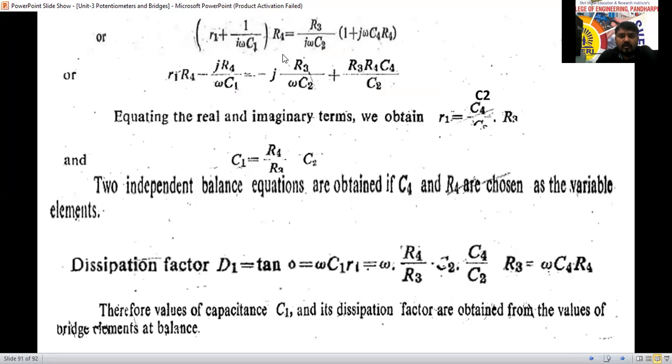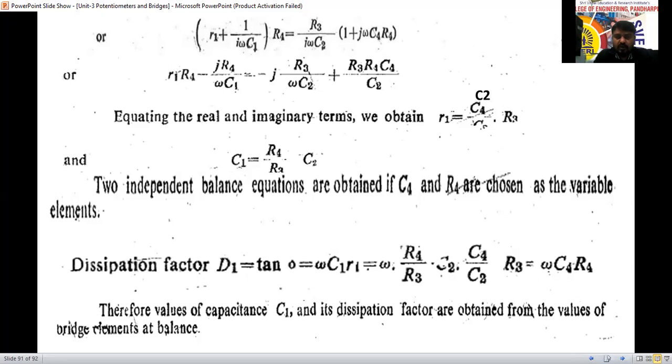Equal to R3 here, 1 into 1. We have to do here also 1 by j. I will consider minus j into R3 divided by omega C2 into 1 here now. So that is called R3 divided by omega C2 only. Same thing we have written here now. So plus here 1 by j into j omega gets cancelled here now, multiplying this term.